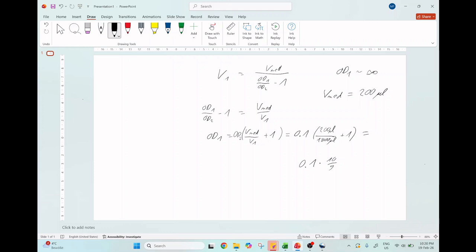Okay, I hope this was helpful. I hope this part about estimating what amount of diluent you can use still made sense. And as I said, this trick can be helpful if you don't need a defined volume after your dilution.